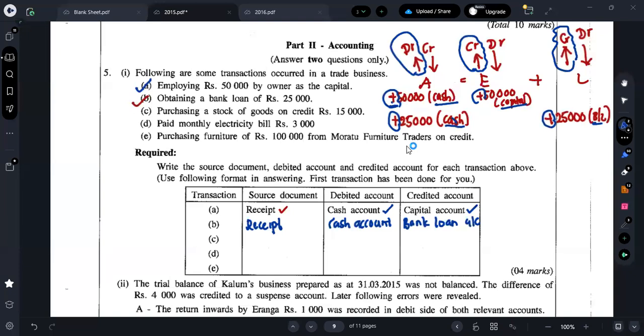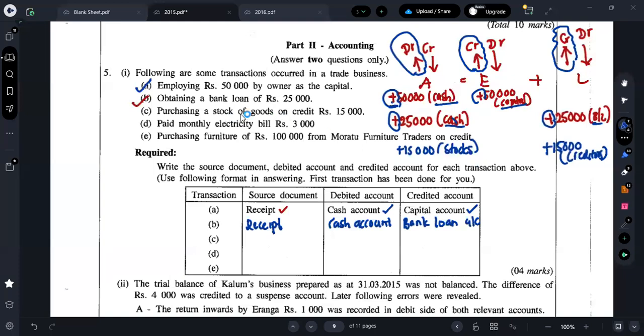Now you are purchasing goods on credit, guys. So see here, plus 15,000 stocks. Now see this part carefully. All will be confused if you are not concentrating here. Plus 15,000 stocks, and you are purchasing it on credit, so plus 15,000 credit. Now concentrate properly. Why am I not opening a stock account here?